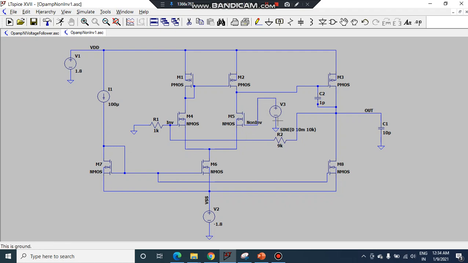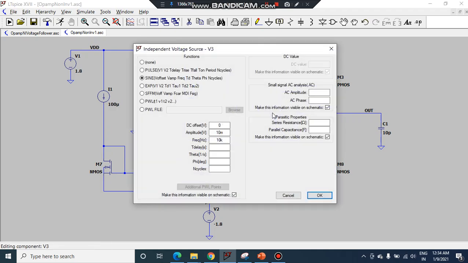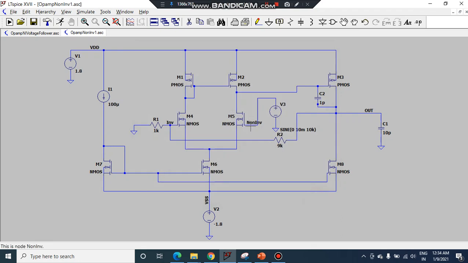And the input we have directly connected a sinusoid of 10 millivolt and a frequency of 10 kilohertz at this terminal, which we earlier identified as non-inverting. So this terminal is inverting and this terminal is non-inverting. Logic we have already seen in the last video. Again, we have a compensation capacitance 1 picofarad and the load capacitance of 10 picofarad.